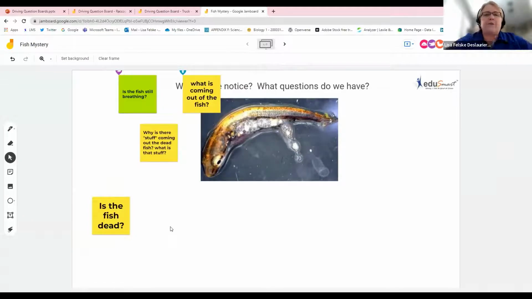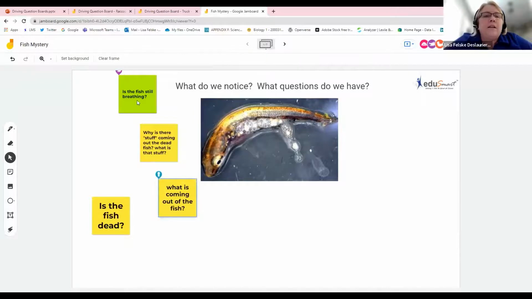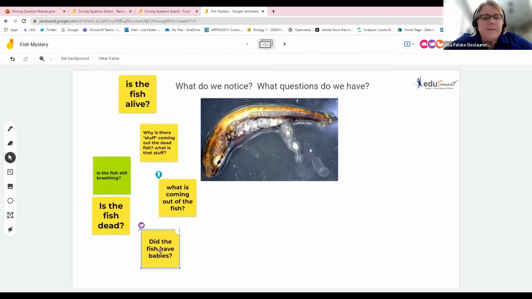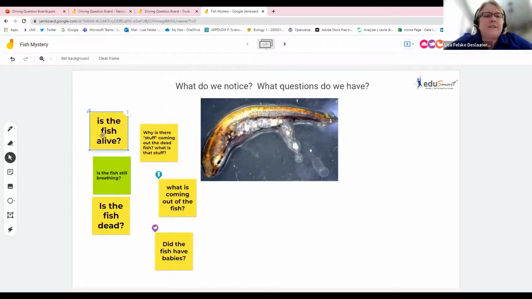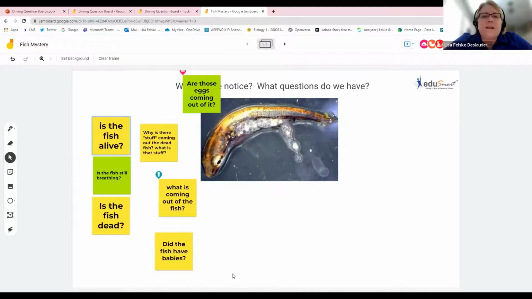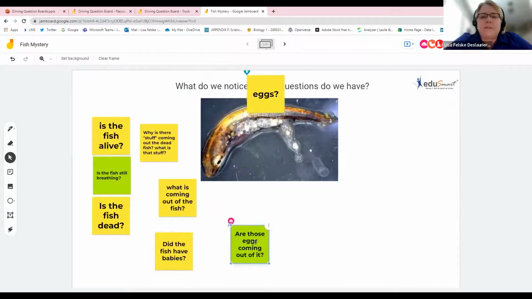Okay, we already have some good questions. What is coming out of the fish? Is the fish still breathing? Is the fish dead? Did the fish have babies? Is the fish alive? These are all really good questions. Maybe think about all this stuff that's coming out of this fish. What does it look like? Could this be, and then someone fill in the blank. Could this be, what is that? Are those eggs coming out of it?